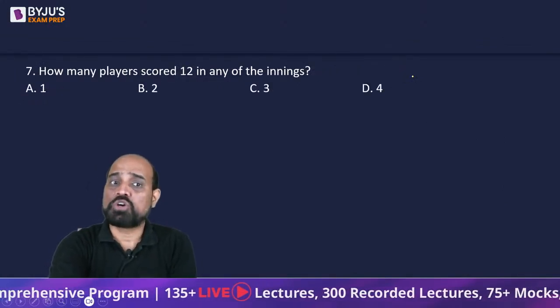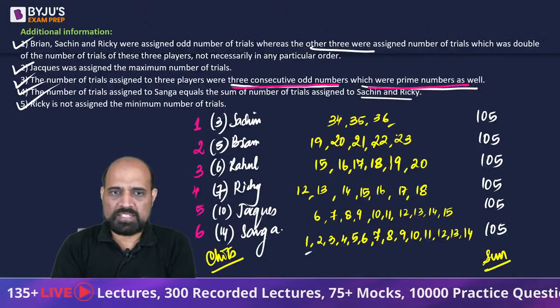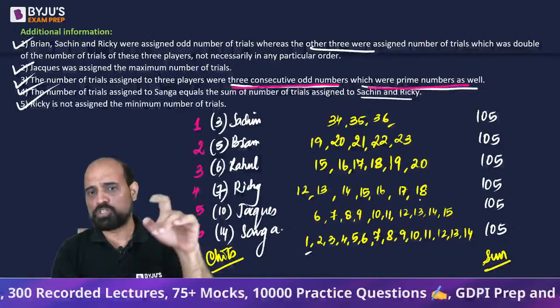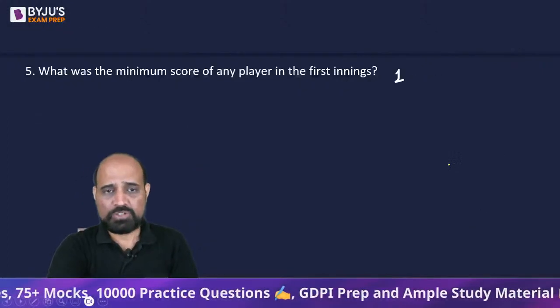How many players scored 12 in their innings? पहला नहीं, सचिन नहीं, ब्रायन नहीं, राहुल भी नहीं किया. रिकी, जैक एंड सांगा, they all get an opportunity to score 12. मतलब उनको 12 ऐड करना था, राइट? So 3 of them.